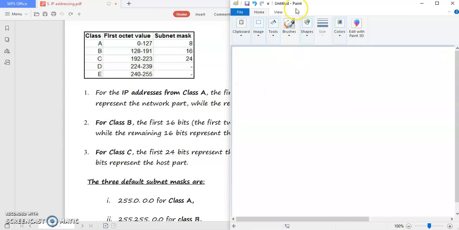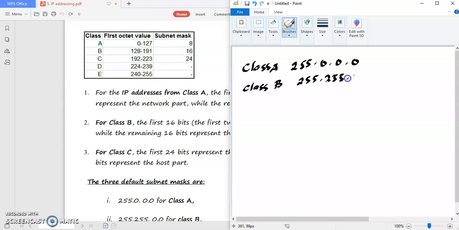The subnet mask will help you identify how many possible hosts you can connect. So if you are class A, that is 255.0.0.0. If you are class B, it is 255.255.0.0. If you are class C, you have 255.255.255.0.